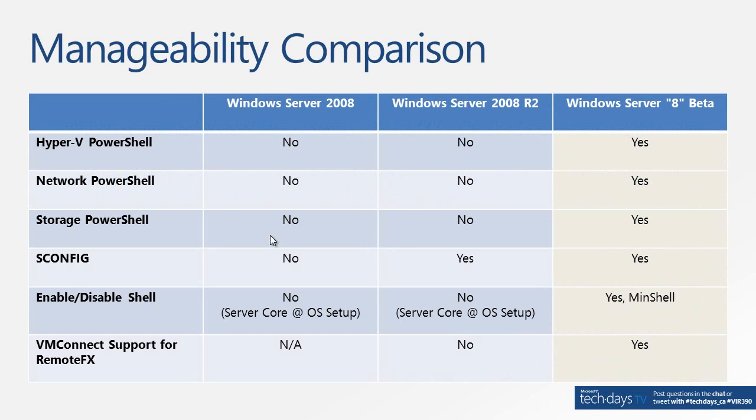All right, so in terms of manageability, what we have with regards to 2008, 2008 R2, and Windows Server 8 Beta, we have Hyper-V PowerShell and Network PowerShell and Storage PowerShell in Windows Server 8 Beta. Really didn't have that before because, again, PowerShell has evolved. You had sconfig in Server 2008 R2 to make it a little bit easier. Can you enable and disable the shell?